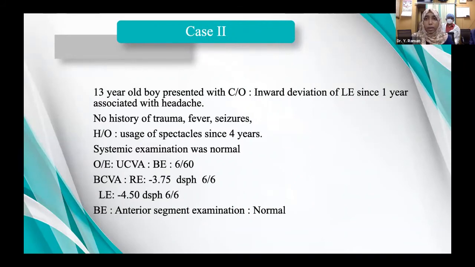Since the boy is on ATT, we will be doing regular follow-up, and after 6 months we will evaluate again, and the residual stable eso deviation will be surgically corrected.